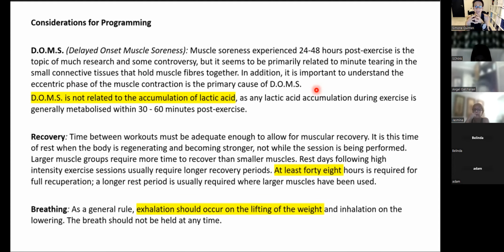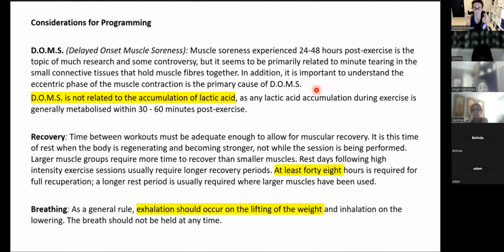When you start exercising, you are interrupting your homeostasis. Homeostasis is the state of the body, how it is. You're asking your body to do something which it's not accustomed to. So you have a stimulation, and your body will react. The DOMS is the consequence of that.